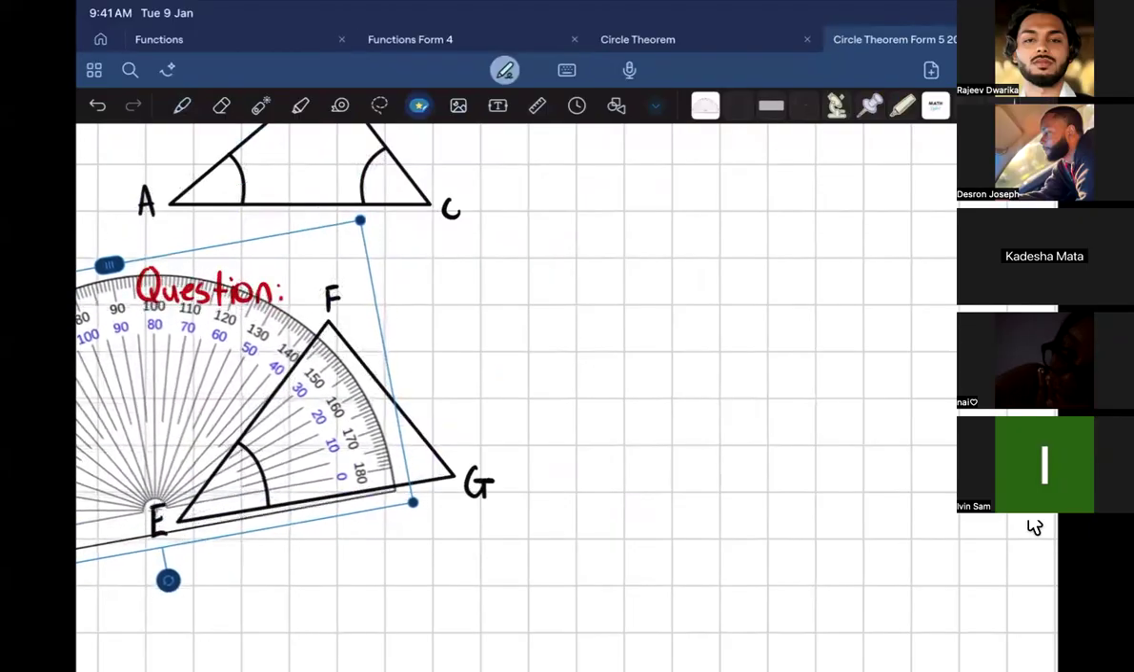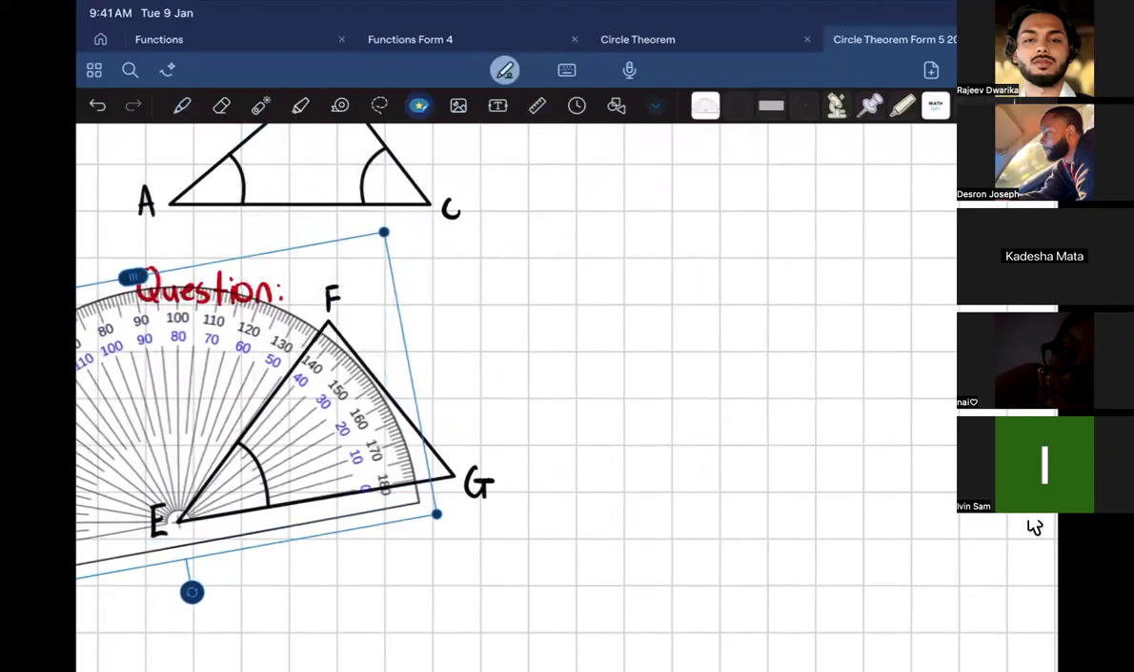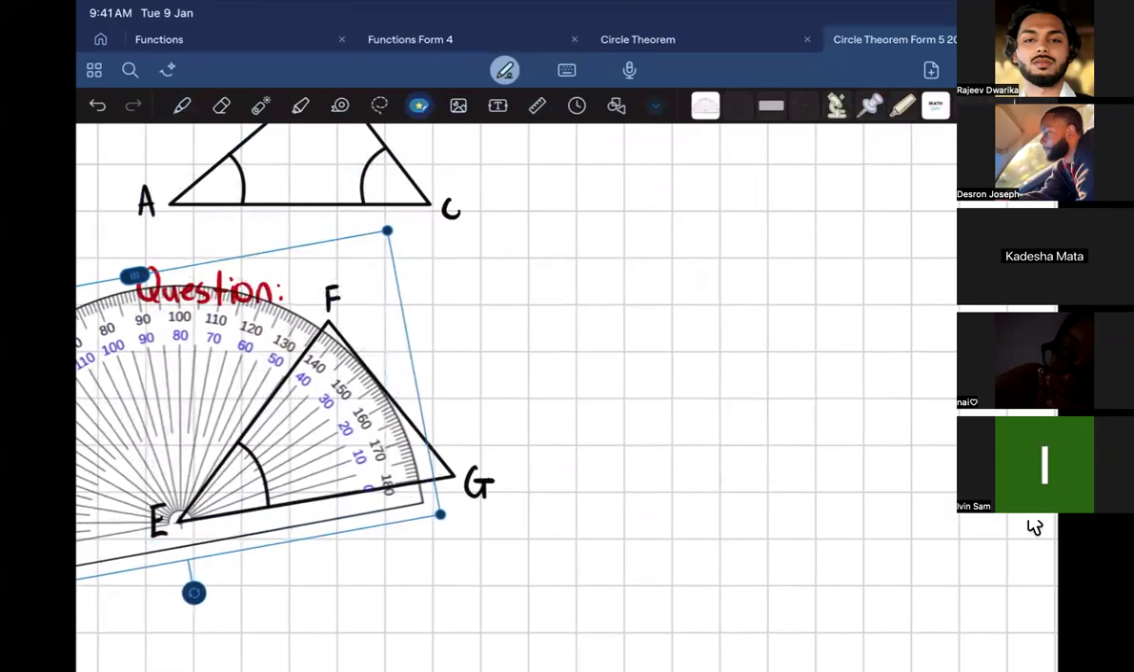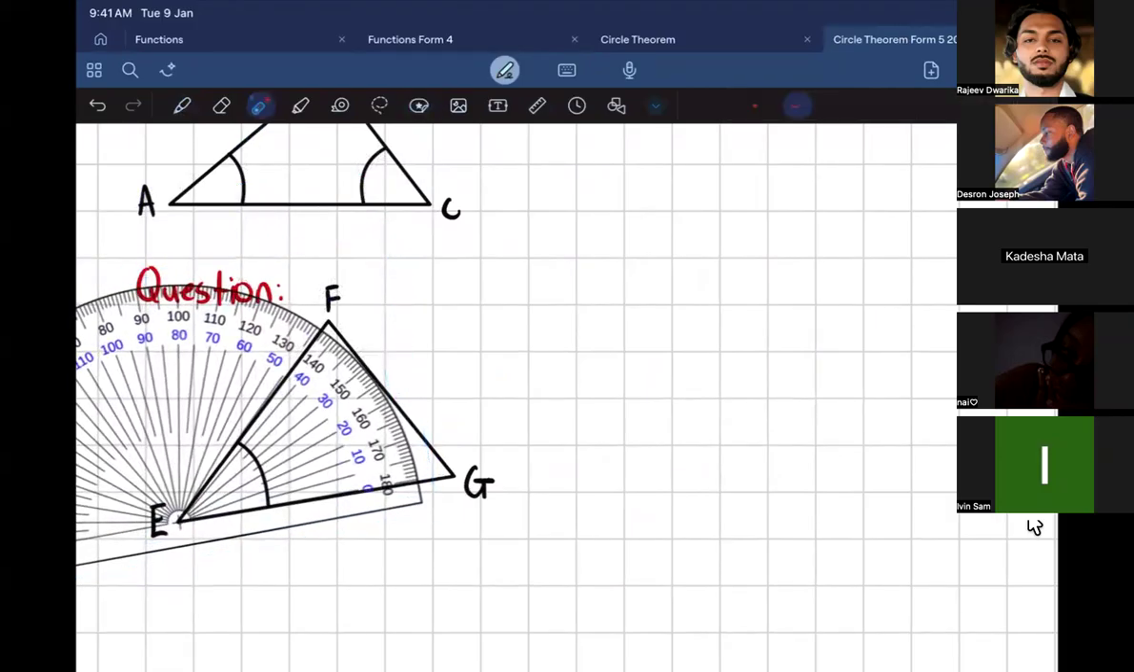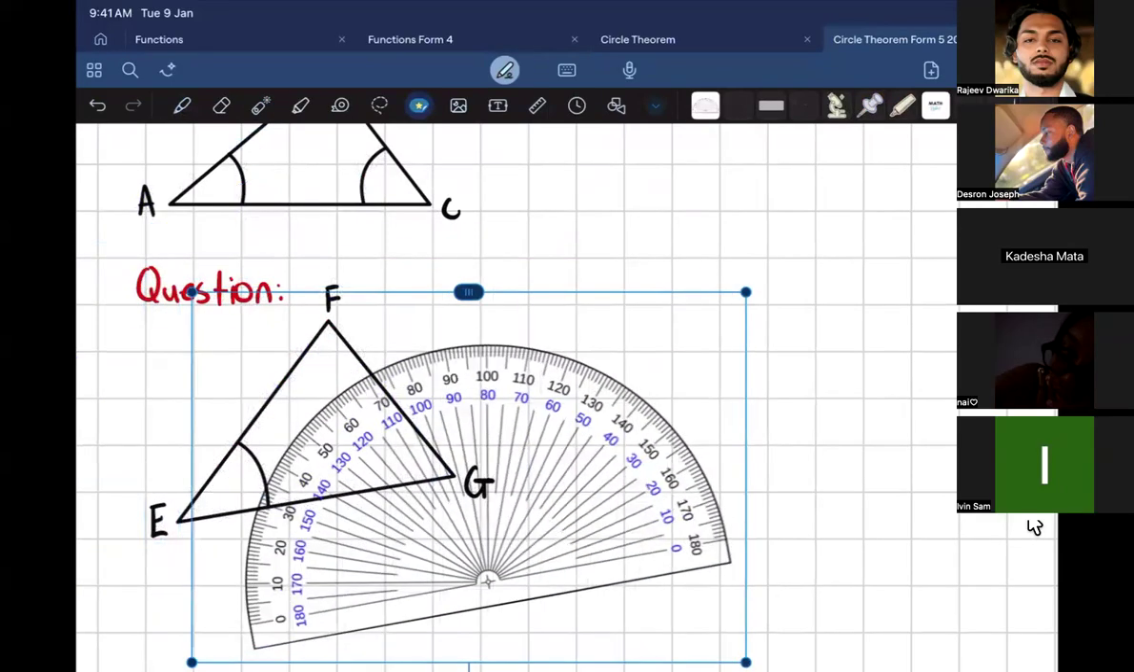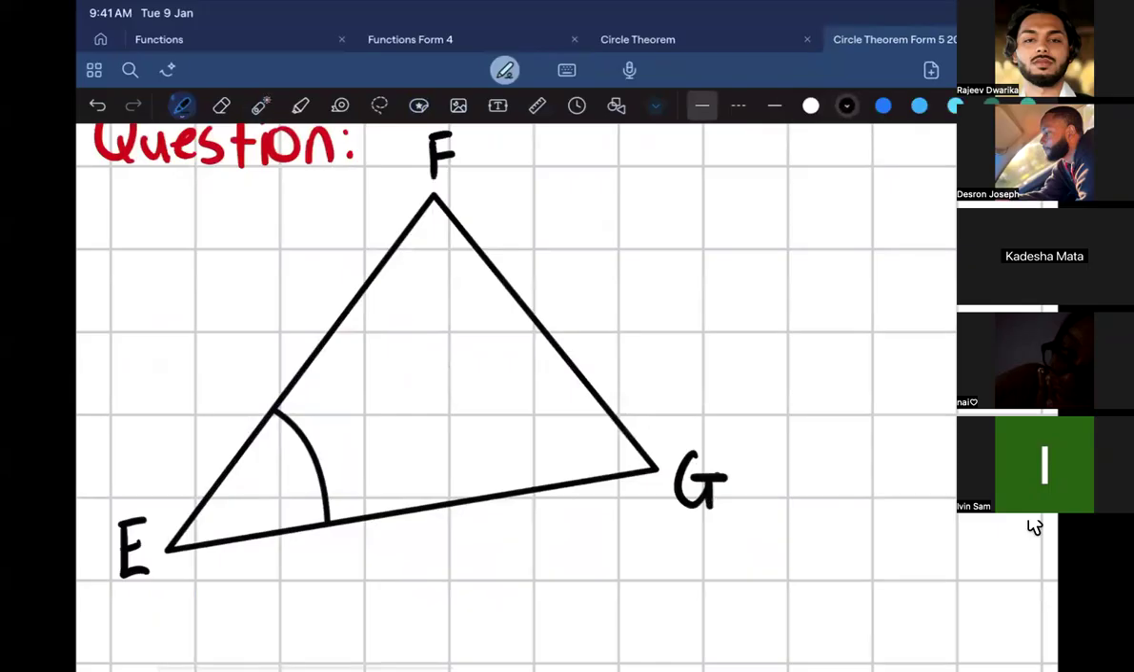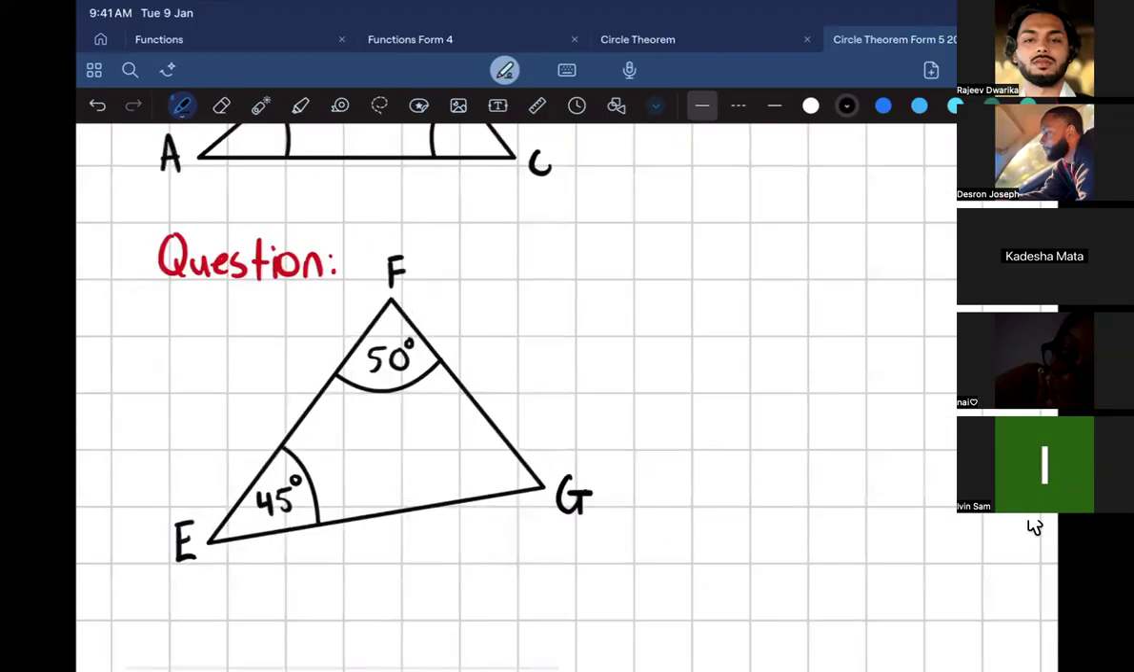Let me actually measure it and see where it is. So, Kadisha, if we measure that angle, starting from 0, 10, 20, 40, actually that's more or less 45. It's more or less 45. Let me call this one. It looks bigger than 45, like 50 degrees. Yes.